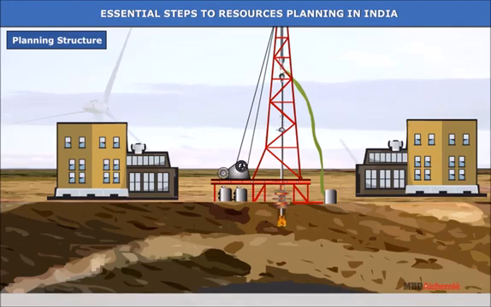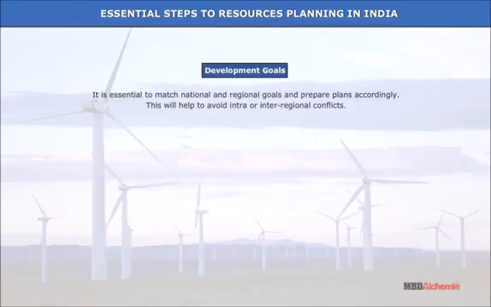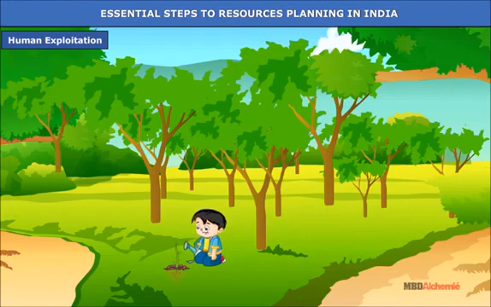Planning structure. We have to evolve a proper planning structure and on the basis of available appropriate technology setup, formulate resources development plan. Development goals. It is essential to match national and regional goals and prepare plans accordingly. This will help to avoid intra- or inter-regional conflicts. Human exploitation. We have to ensure that resources are not exploited wrongly in a particular region. For example, the forest resources will need more conservation measures than their exploitation.